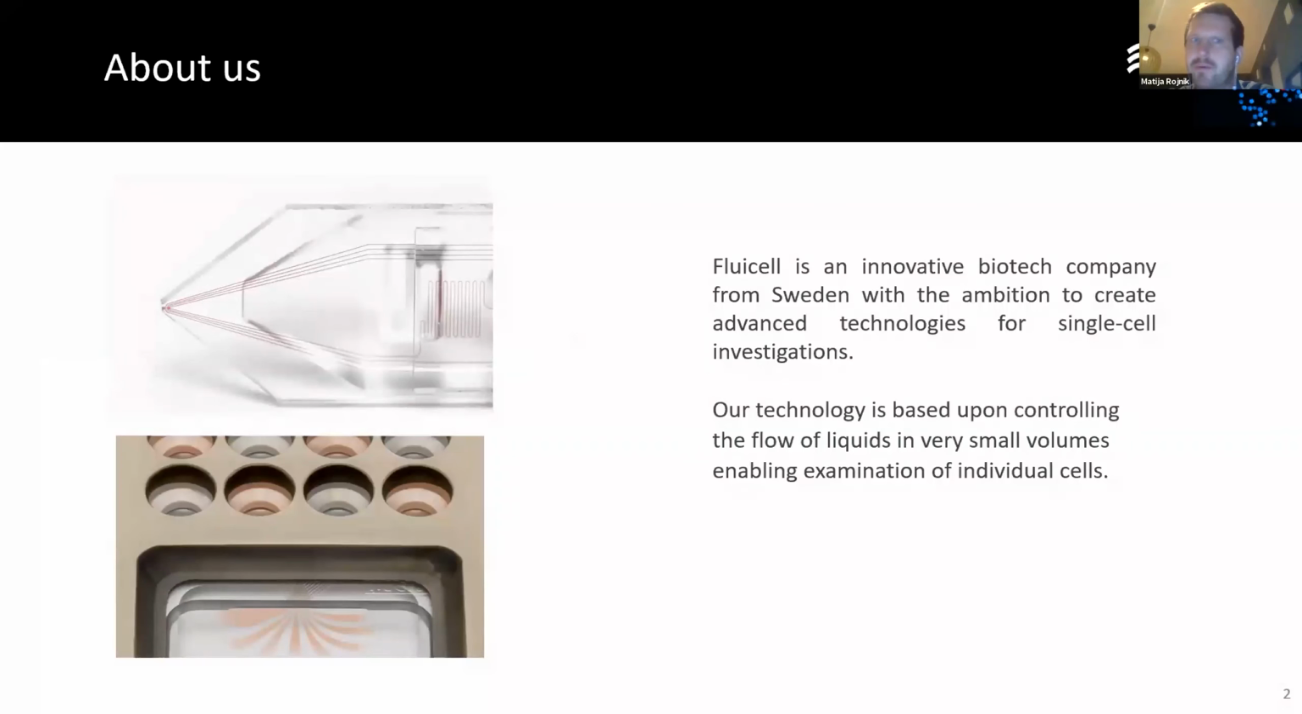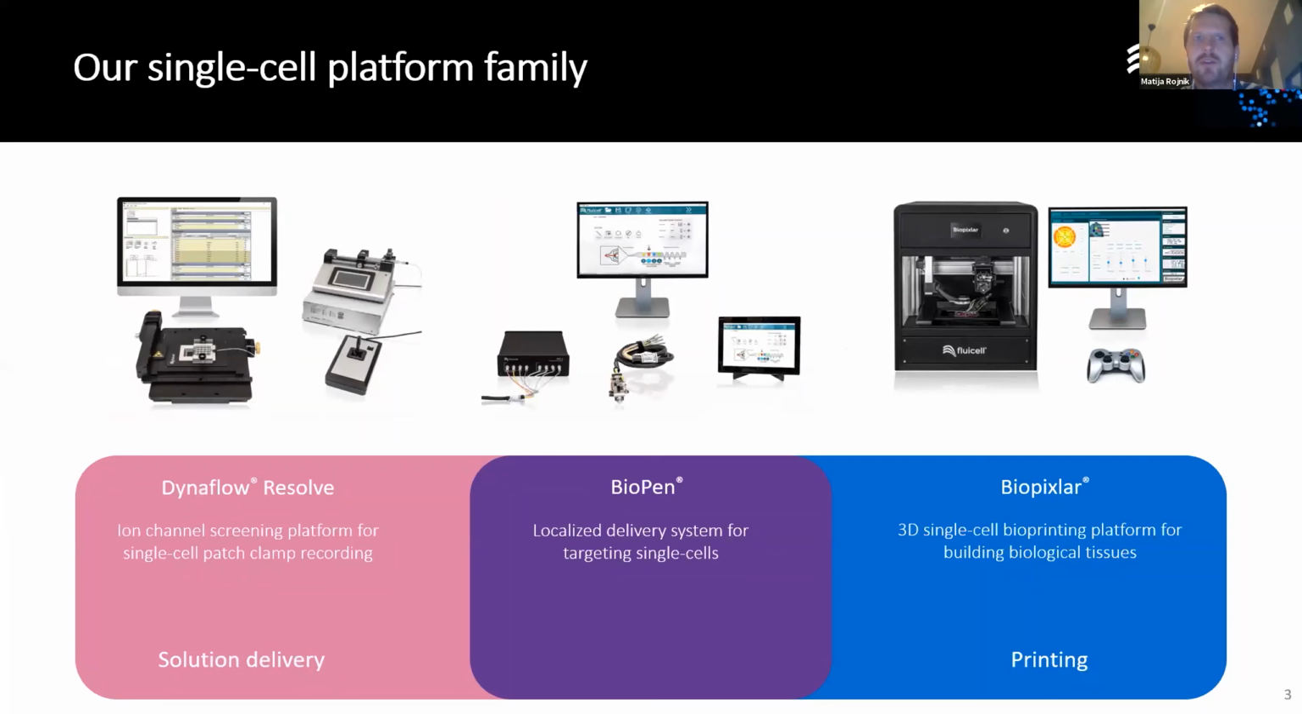And in general, as we already know, we are a microfluidics company in Sweden, and we are really focused on controlling the flow of liquids in small volumes. So here on the left, you see our chip designs. This is a PDMS-based chip for Biopen, as well as for the BioPixlar bioprinter, and a glass chip for Dynaflow.